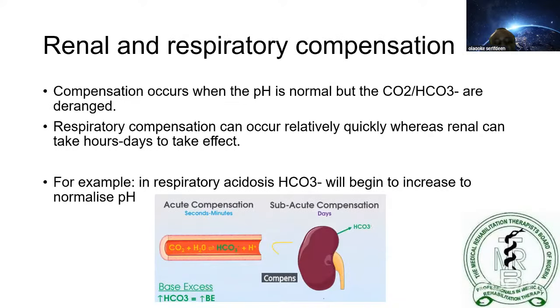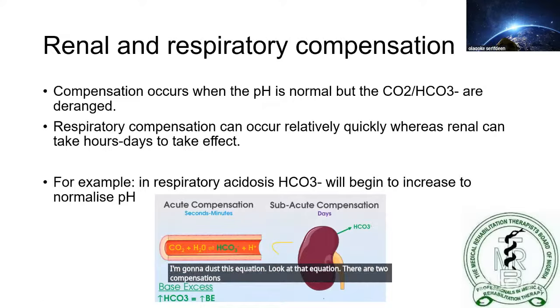Compensations. I'm not going to waste time here as well. I'm going to just use this equation. Look at that equation. There are two compensations here: acute compensation and subacute. Acute is just your respiratory system. It's very fast. If there is anything going on in our body, the respiratory system will kick in immediately and start regulating the CO2. Don't forget about that.